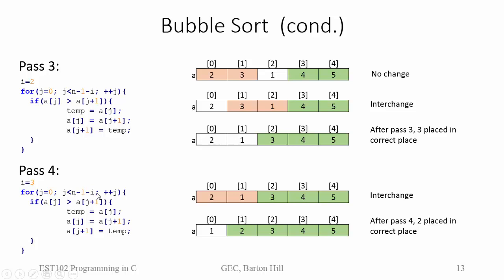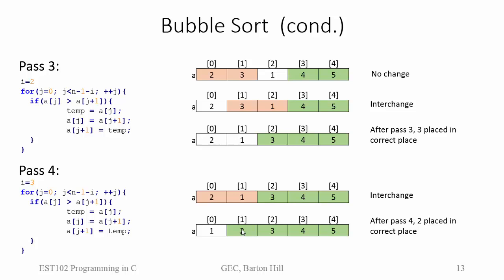Just remember that when we are performing bubble sort, if there are n elements, it will be sorted after n minus 1 passes. Also at the end of each pass the largest element will be bubbled to the end. In the first pass the largest element is bubbled to the end. In the second pass the second largest element is bubbled to the second last position. After pass 3 the third largest is bubbled to the third last position, and in the fourth pass the fourth largest to the fourth last position. This is how bubble sort works.